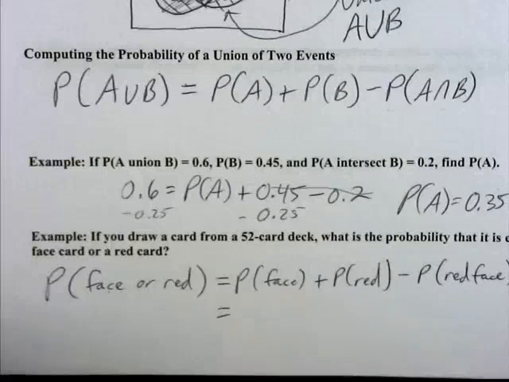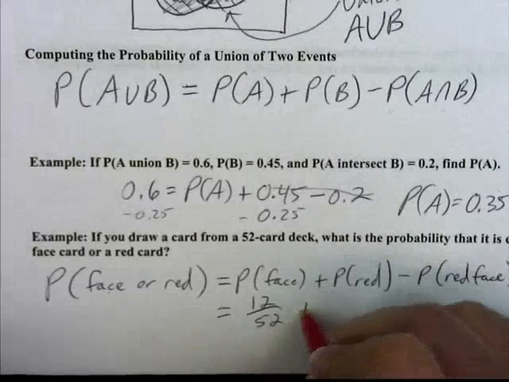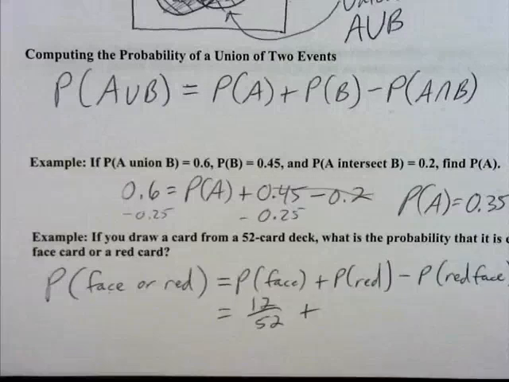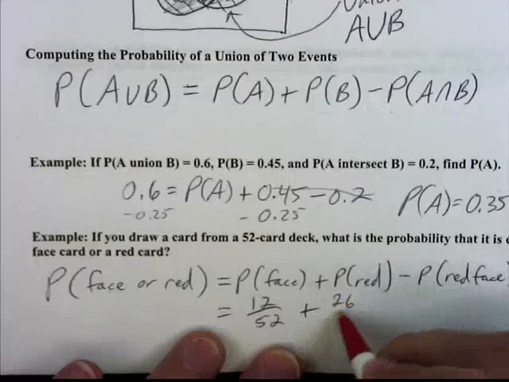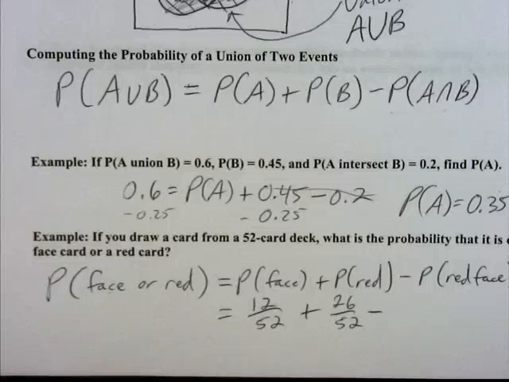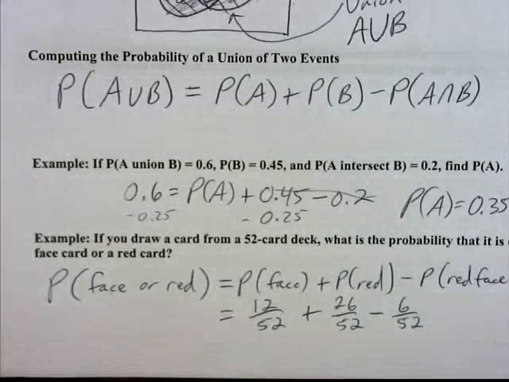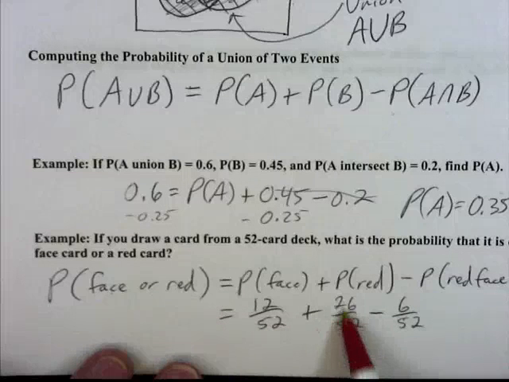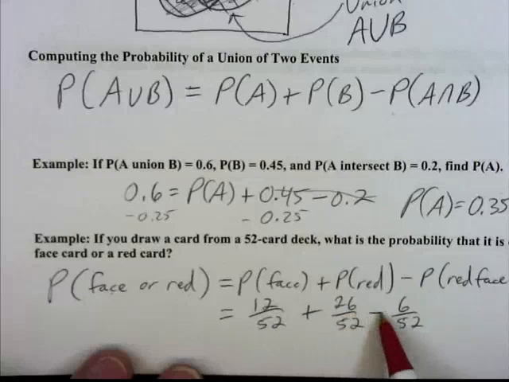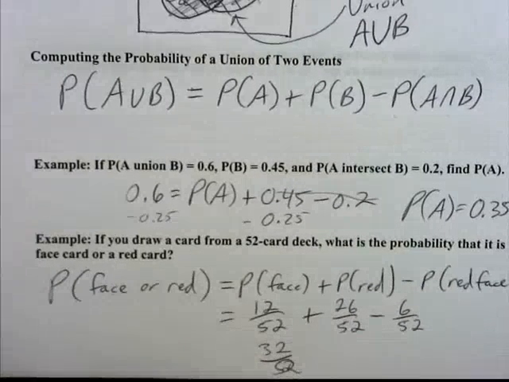So the probability of a face card, we've done that one before. There are 12 face cards out of the 52 cards. Plus the probability of a red card, well, half the deck is red, so that would be 26 out of 52. Minus the probability of a red face card. And if we look at our red faces, there are 3 diamonds and 3 hearts, so that would be 6 out of 52. Then we want to go ahead and simplify that, so 12 fifty-seconds plus 26 fifty-seconds, that would be 38, minus 6 is going to be 32, so our probability would be 32 fifty-seconds. All right, and then you can go ahead and simplify that.